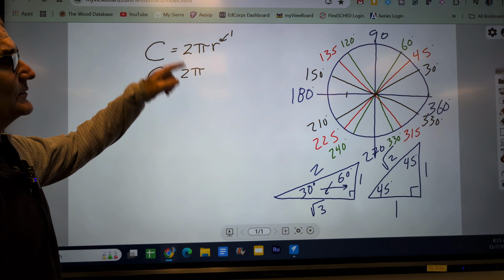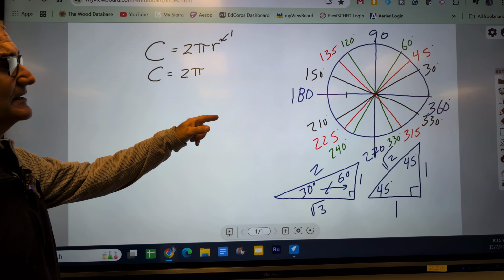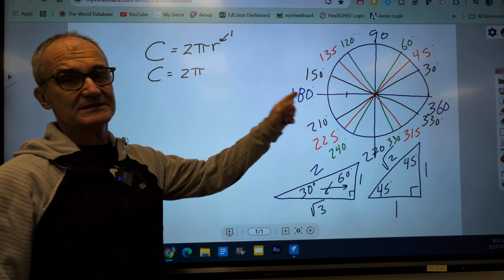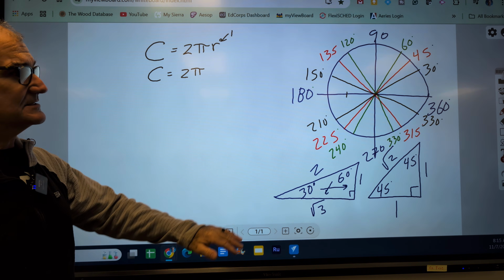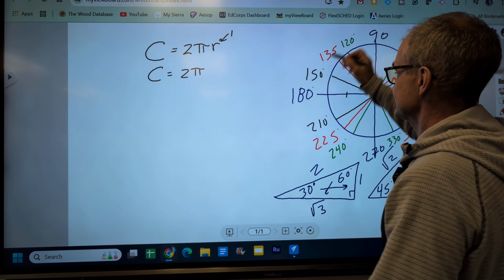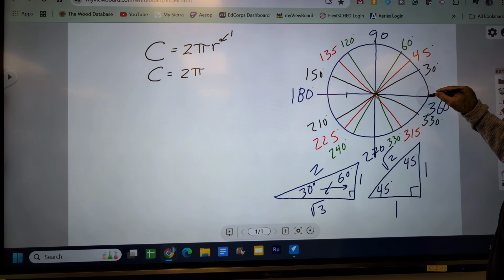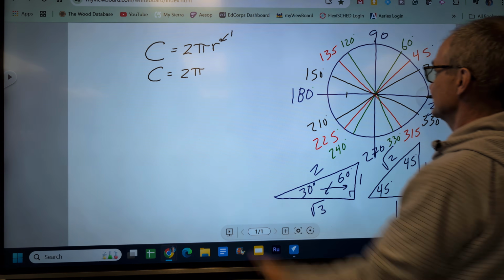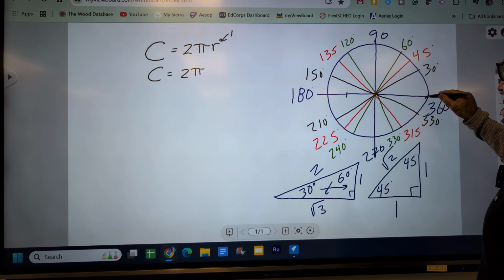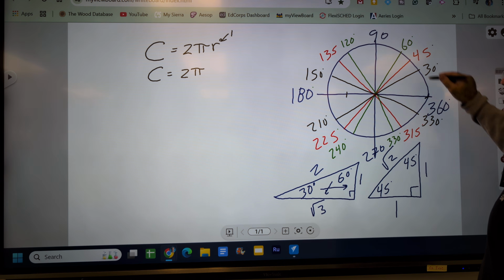Now that I know all the way around that circle is 2 pi, rather than talk about them in degrees, I could talk about them in radians. So I could either travel 360 degrees to get here, or I could travel a circumference of 2 pi to get here. So the equivalent of 360 is 2 pi.